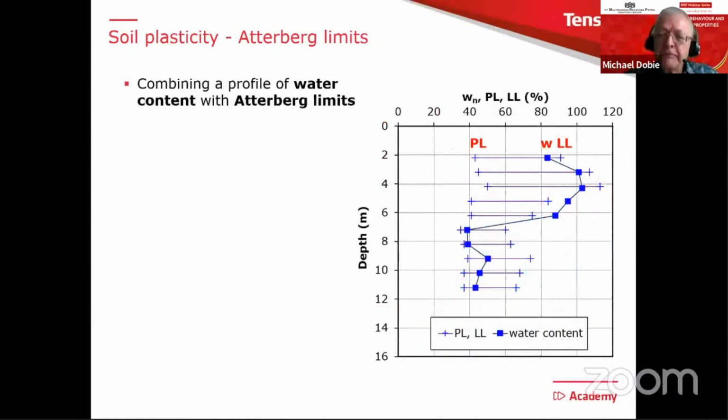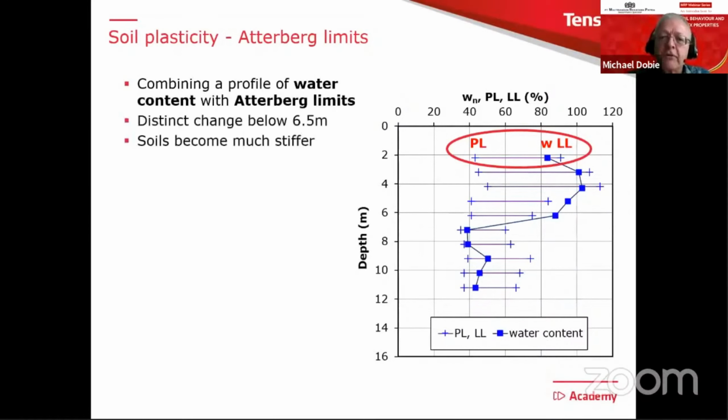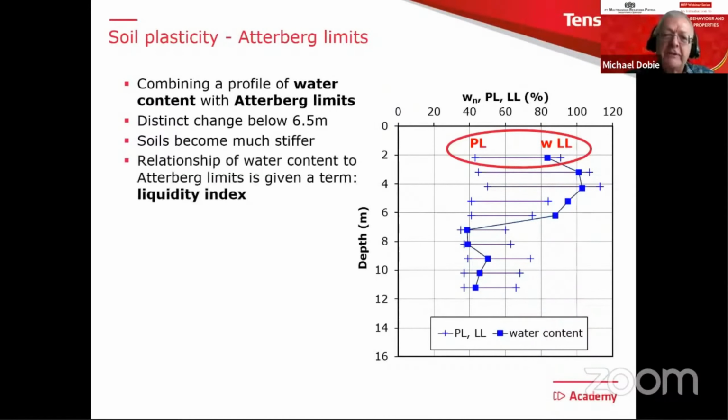By far the best way to plot this data in a profile is like this. You saw it earlier on, but I'll just show you in a bit more detail here. So we plot the Atterberg limits as a horizontal bar with plastic limit at one end and liquid limit at the other end. And then we plot the water content as a series of dots, which if you like, you can link together. But it gives you a very nice quick picture of the nature of this soil. And you can see here that at around 6.5 meters, there's a very distinct change. And in fact, the soils become much stiffer.